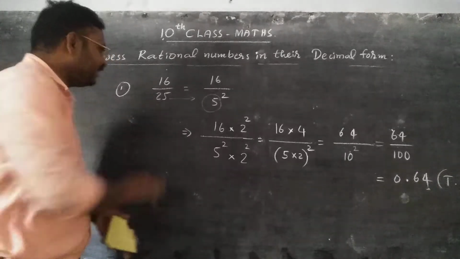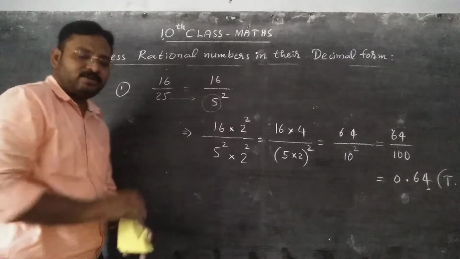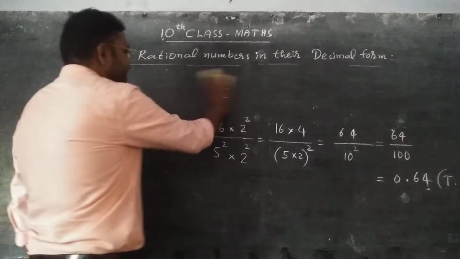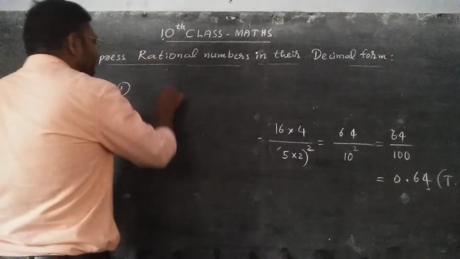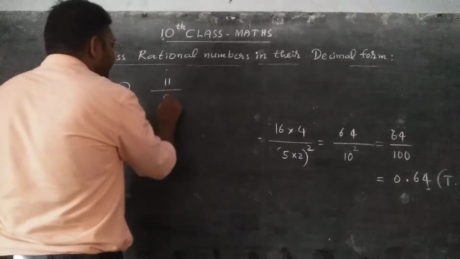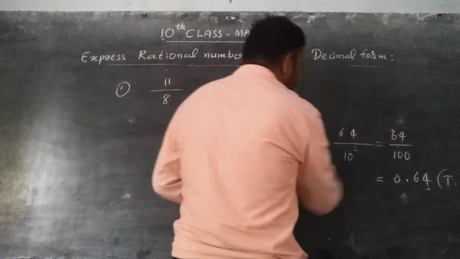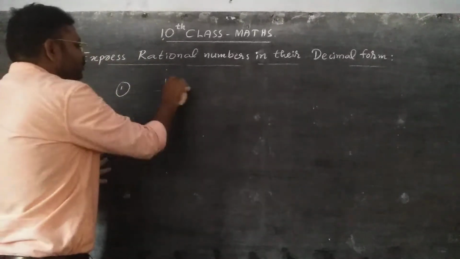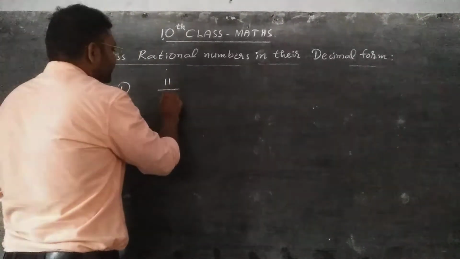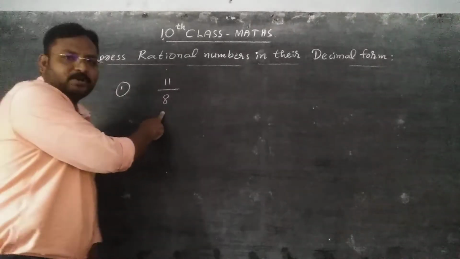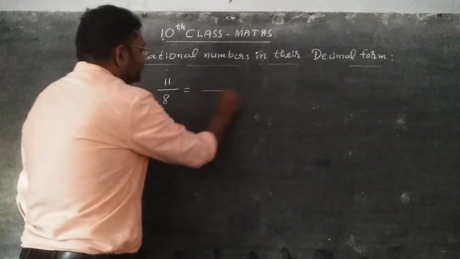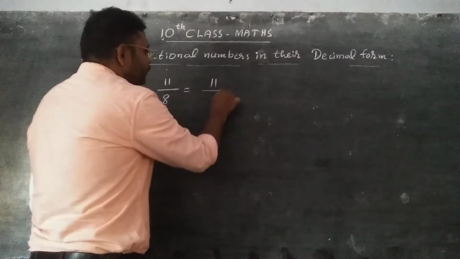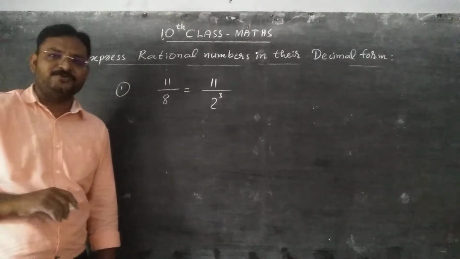Firstly, you take the denominator; concentrate on the denominator. One more problem. We do one more problem. For example, 11 divided by 8. Actually, for every problem we have to concentrate on the denominator only. The denominator is most important. So 11 by 8; 8 can be written as 2 cube.